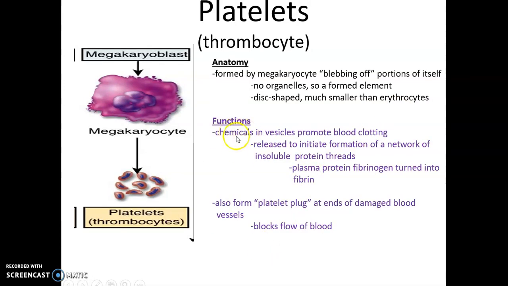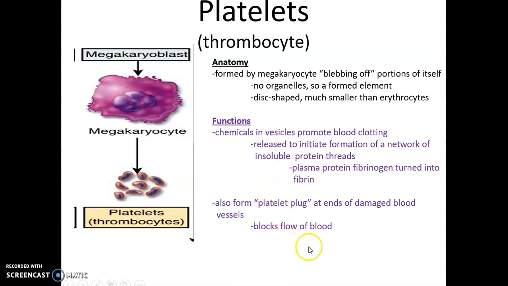Their functions include releasing chemicals to promote blood clotting. They get the signal that there's damage to tissue, and they will release these chemicals from vesicles found within them, and this will initiate the formation of the protein structures that form the blood clot. Specifically, it causes fibrinogen, a plasma protein, to turn into fibrin. And fibrin then forms these huge meshes of protein filaments that form the blood clot.